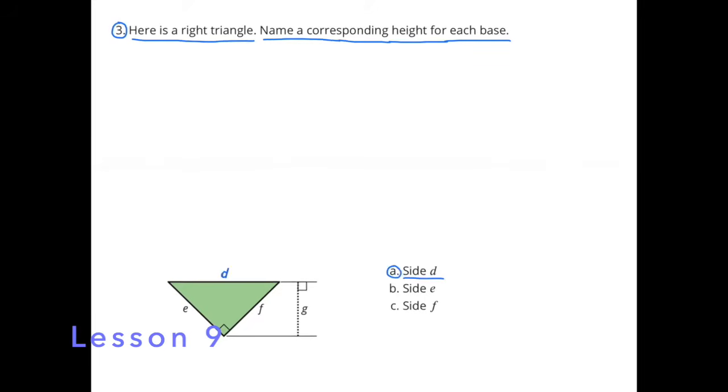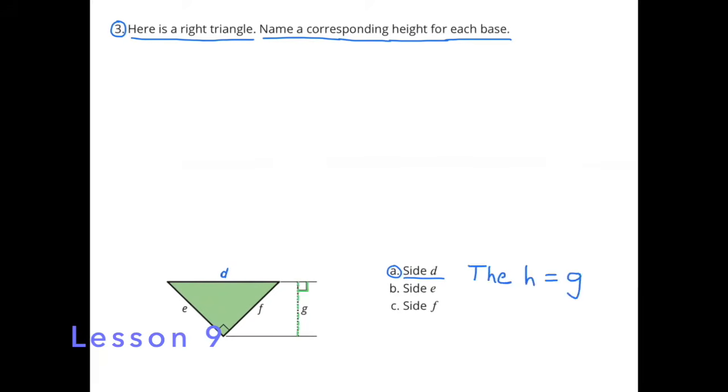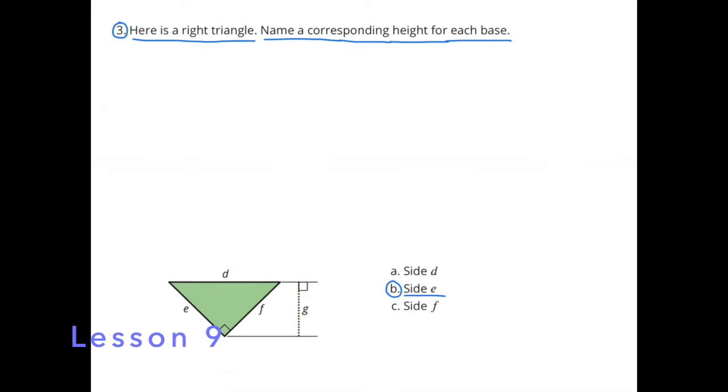A. If the base were side D, then the corresponding height would be side G, because side G is at a 90-degree angle compared to side D. B. If the base were side E, then the corresponding height would be side F, because side F is at a 90-degree angle compared to side E. C. If side F were the base, then the corresponding height would be side E, because side E is at a 90-degree angle to side F.